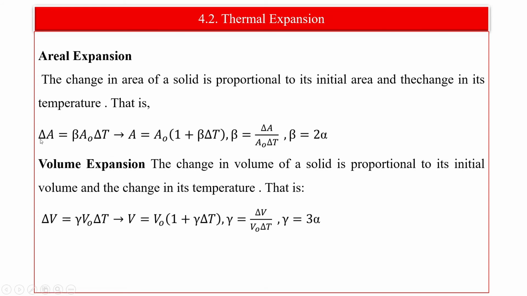So change in area is final area minus the initial area. You can take it from the left side to the right side, and the area will be equal to the original area times 1 plus beta change in T.